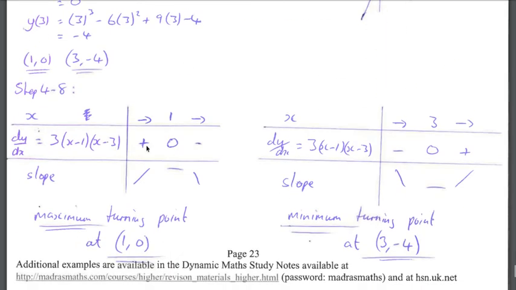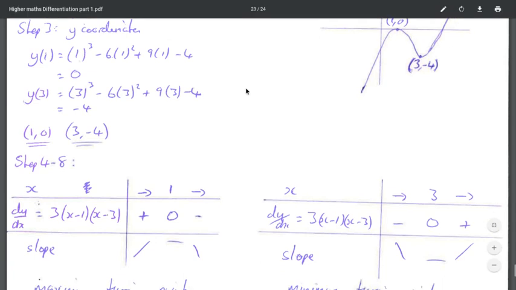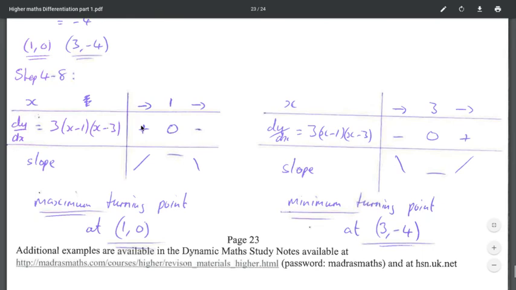But because we're not actually looking for the value, we're just looking for the sign of the gradient, this actually saves us a little bit of work. So if I look before 1 and after 1, relating it back to this, I'm looking at the gradient here and the gradient just after. I want to know if it's positive or negative. If I substitute a number before 1, so if I substitute in 0, I'll get 3 multiplied by 0 minus 1 multiplied by 0 minus 3. So I've got 3 multiplied by a negative multiplied by a negative. That will be a positive value.